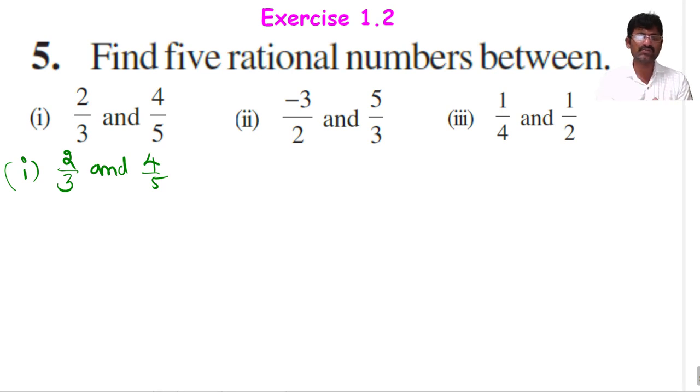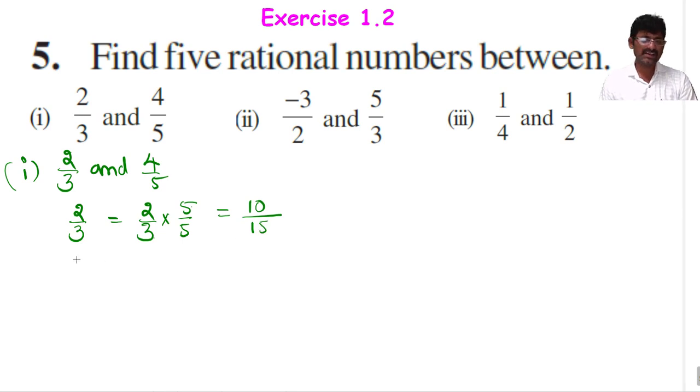We need to get the denominator as 15 in both the cases. For both the numbers, we need to write the denominator as 15. Taking 2 by 3, multiply both numerator and denominator by 5. This will be equal to 2 into 5 is 10, divided by 3 into 5 is 15. We got the denominator as 15. Now let us take the next number, 4 by 5, which equals 4 by 5 times, multiply both numerator and denominator by 3.